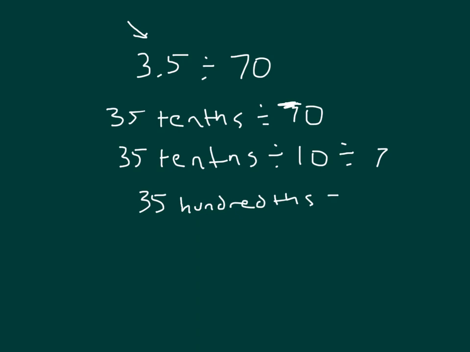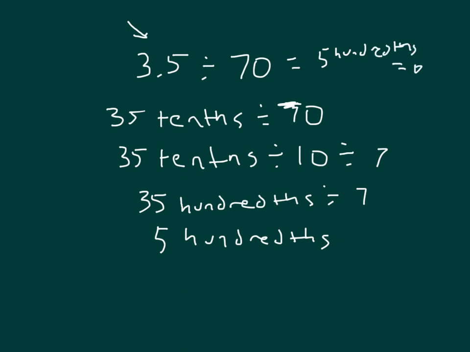And then now I'm dividing 35 hundredths by 7. 35 divided by 7 is 5, so the answer is 5 hundredths. Reading my whole equation, that's 3 5/10 divided by 70 equaling 5 hundredths, which does equal, written in standard form, 0.05.